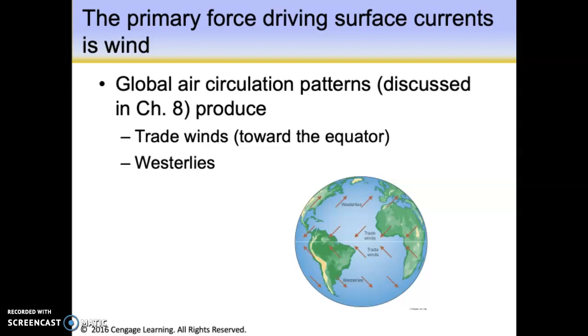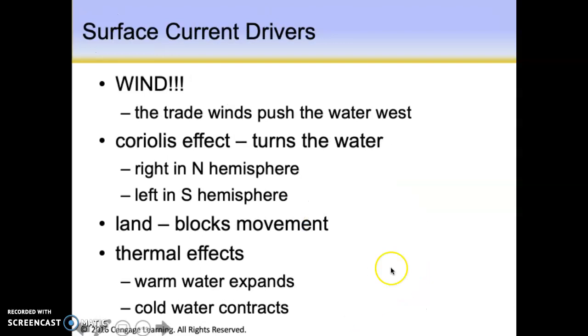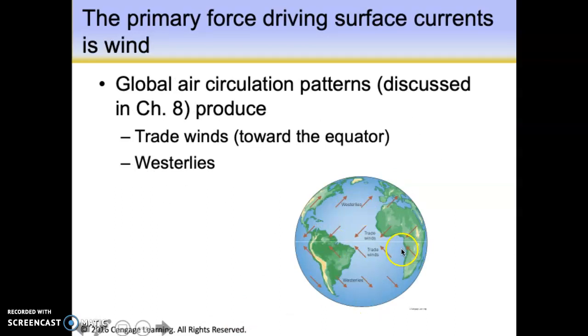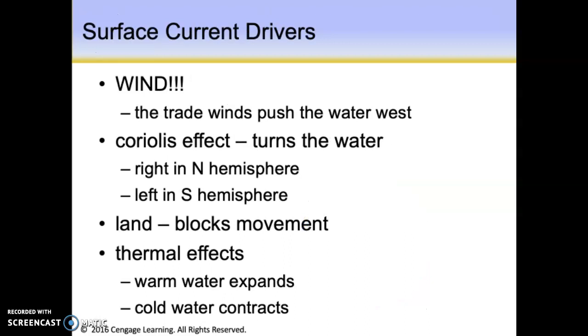So, what is the effect of the trade winds? Well, the trade winds push the water to the west. So if we go back to that previous slide, we can see along the equator that's going to move the water from the right to the left along the equator, or from east to west. And then there are some other factors that come into play.